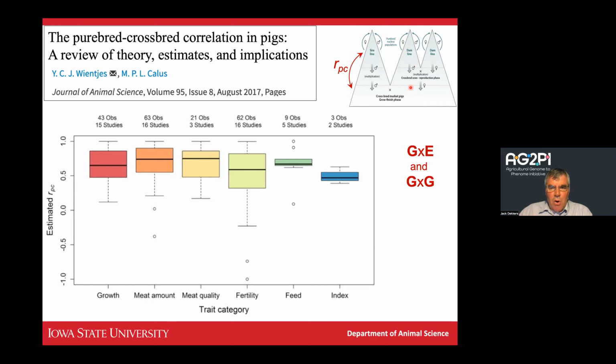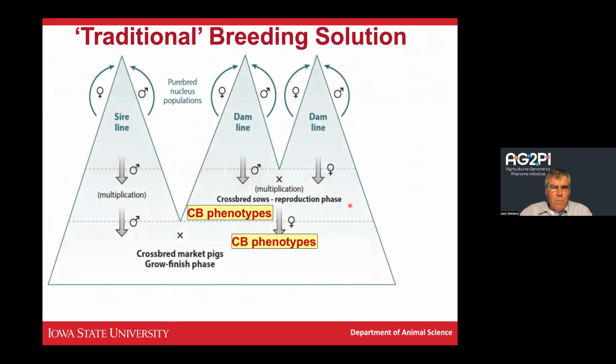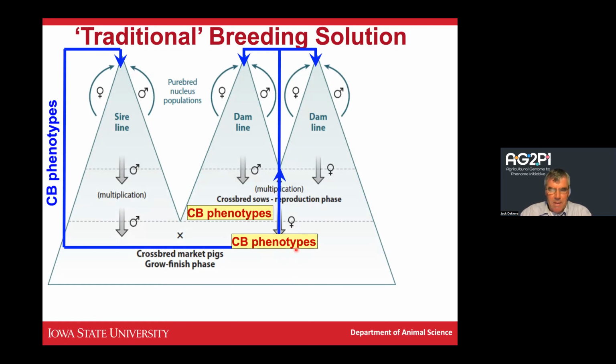And it's been shown that these genetic correlations being less than 1 is a combination of G by E, so different environment, but also G by G, so purebred versus crossbred. Now, there's ways you can get around that. The traditional breeding solution has been to go ahead and collect data at the commercial level. But then, of course, you have to feed that back into the nucleus using pedigree, which is typically very difficult to do in a commercial farm to track pedigree. But it can be done.